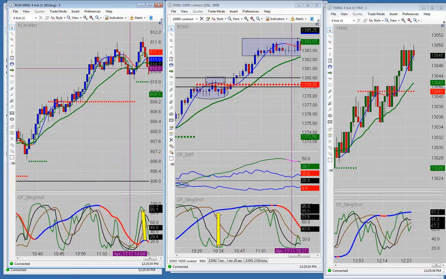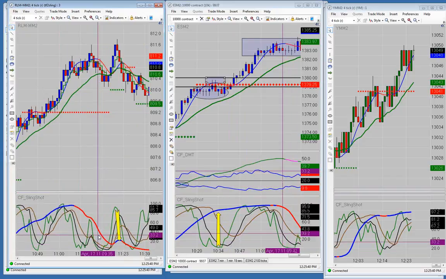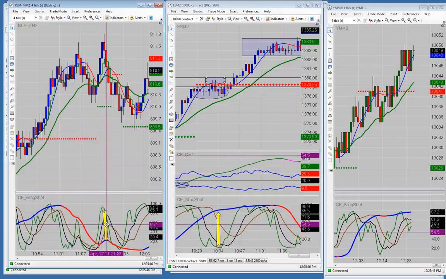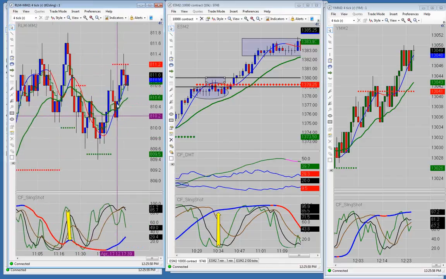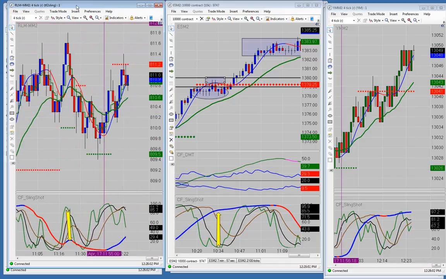We didn't get a pullback to the BBC until way over here. Once we had this pullback, we didn't have any divergence down here at the bottom on the slingshot. Okay, the next move over, we had divergence here on the slingshot, but we were on the wrong side of the BBC up here. So there was no opportunity in there. Right here, we didn't have the divergence we were looking for, and this was actually during the break. Okay, so that's the Russell. We didn't have any trades on the Russell this morning.